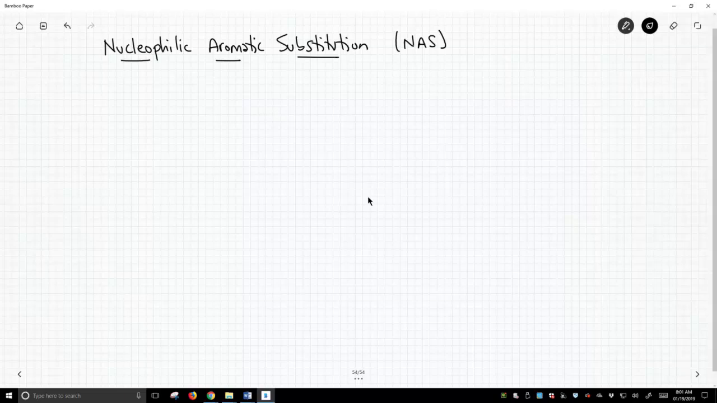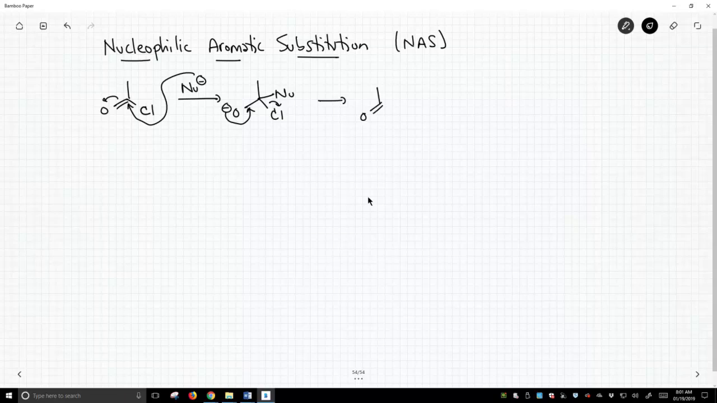Now to talk about this, I want to first go back to acid chlorides, and I'm going to draw this acid chloride in kind of a weird way. So if we took an acid chloride and reacted it with a nucleophile, that nucleophile could attack the carbonyl. We'd make a tetrahedral intermediate, and this O- would push down, kick out a leaving group, and we would have done a net substitution.